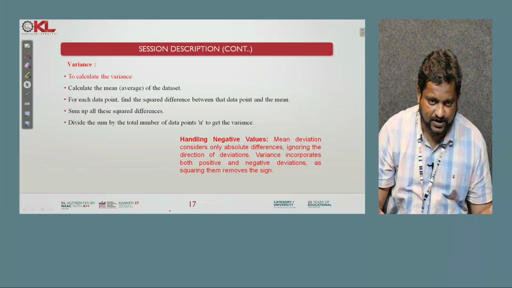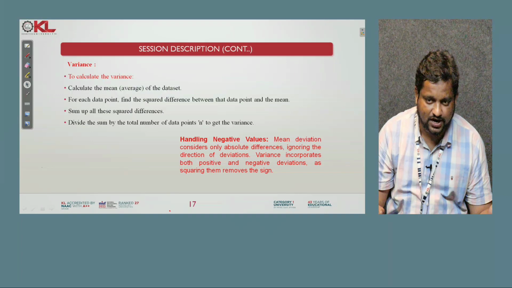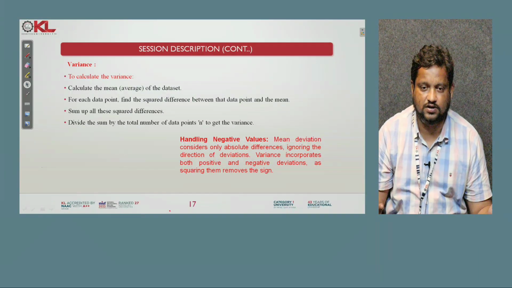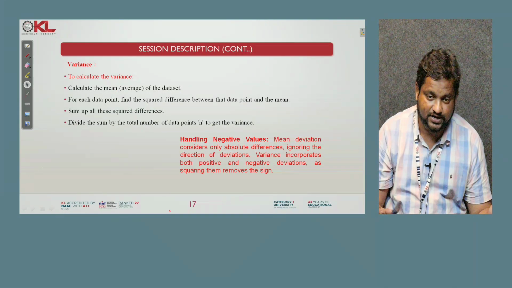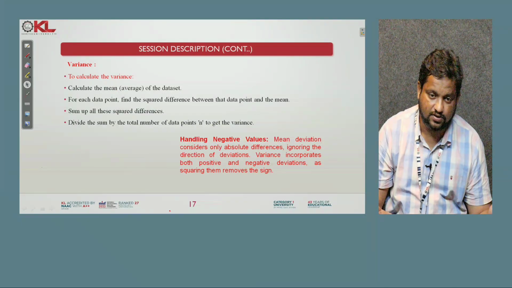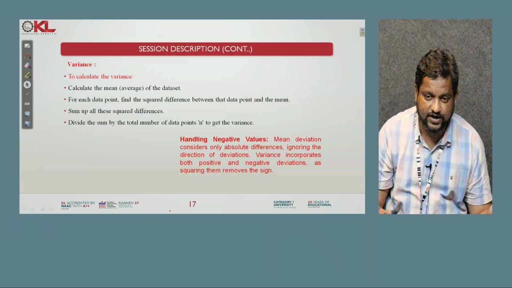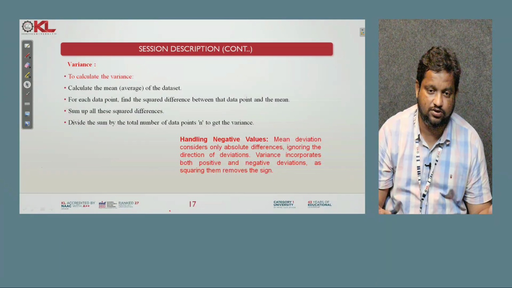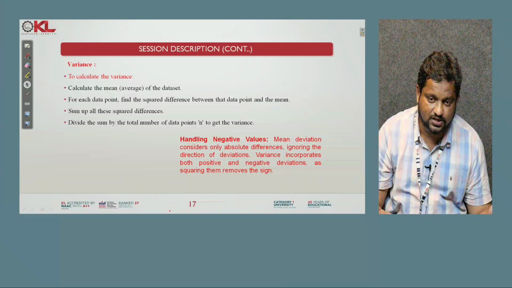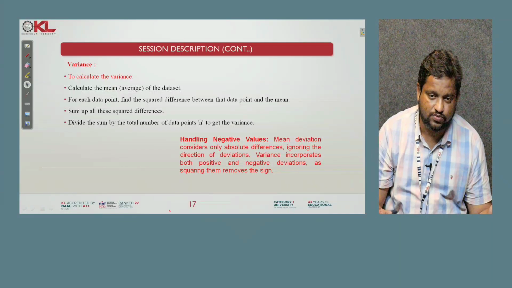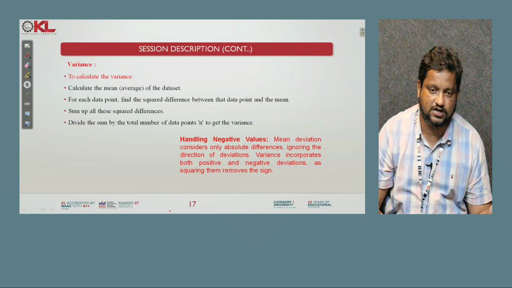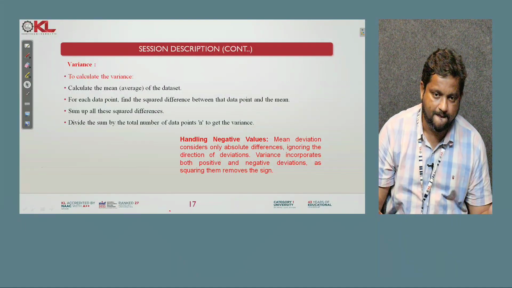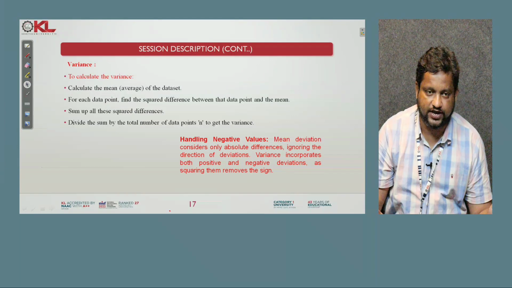So here, as I mentioned, handling negative values does not happen in mean deviation. It considers only absolute differences, ignoring the direction of the deviation. Okay, but in the variance, both positive and negative deviations are considered, as squaring them removes the sign. That is the main difference between mean deviation and variance. Variance is considering the direction of the deviation also.